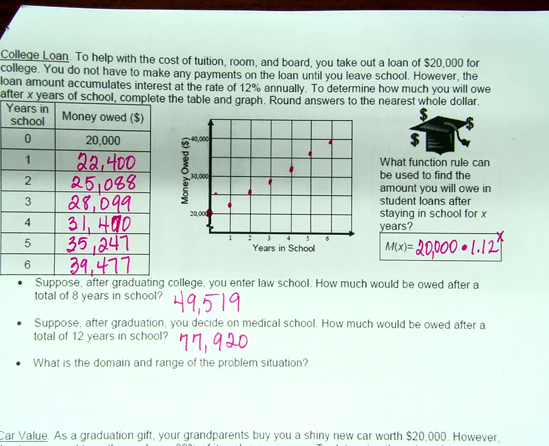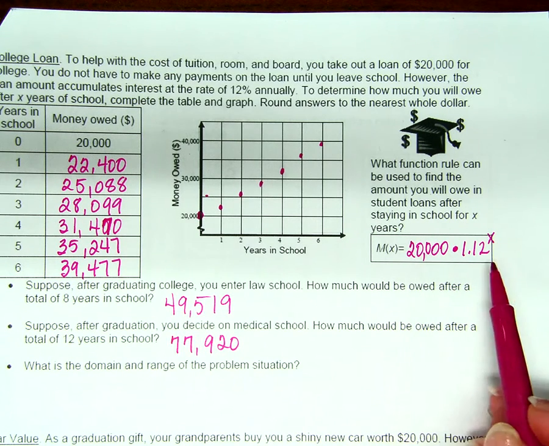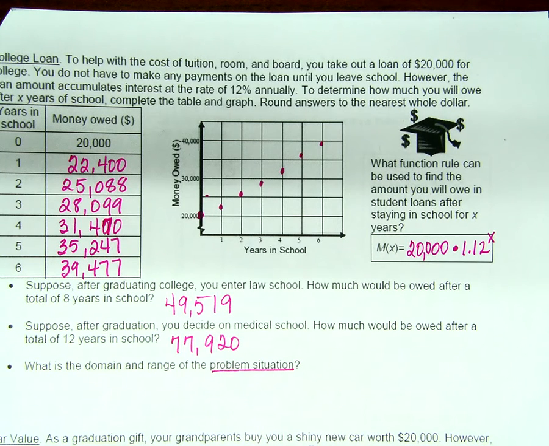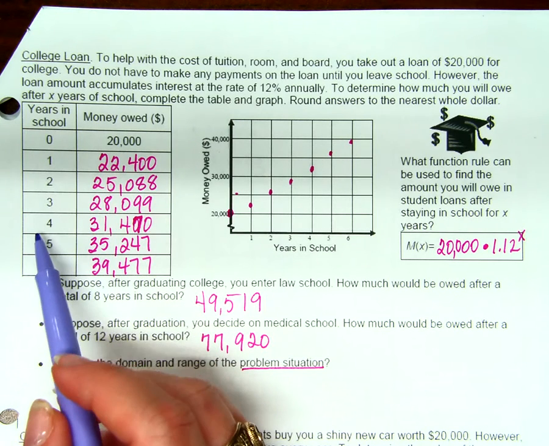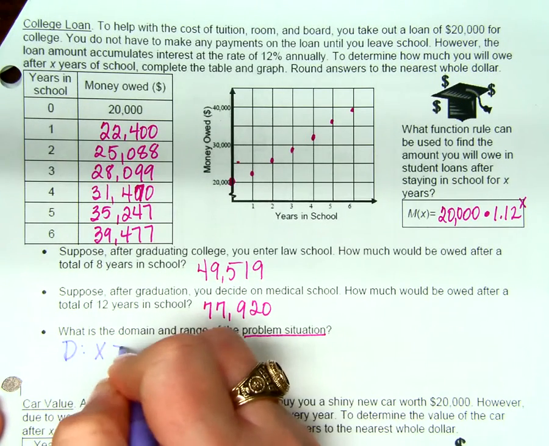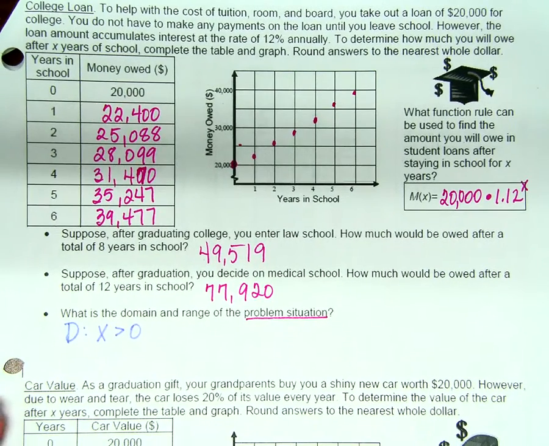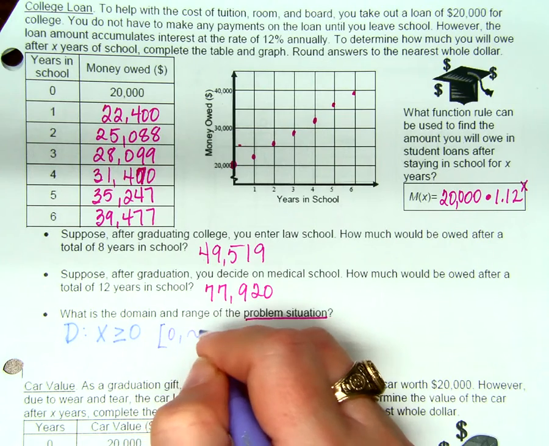Okay, so what's the domain and range of this problem situation? It's not talking about the domain of this equation, because we already know the domain of this equation is all real numbers. It wants to know specifically the problem situation. What's the x value represent in this problem? It's the years in school, right? Can you have negative years in school? So then what's my domain? X is greater than 0? Can it be equal to 0? Yes, you can have 0 years in school. What would it look like in interval notation? Bracket 0 to infinity. Excellent.